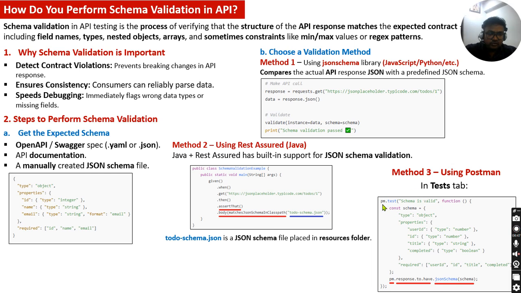This code will do pm.test, schema is valid or not, then a constant, where you store your schema over here. This is our schema, the expected schema. Then when you execute, pm.response.to.have.jsonSchema is equal to this schema value. So this is how you can also do the validation.